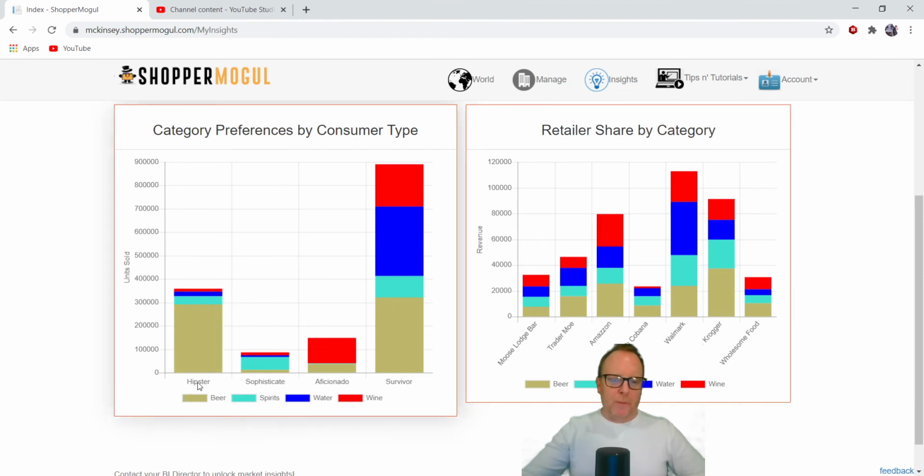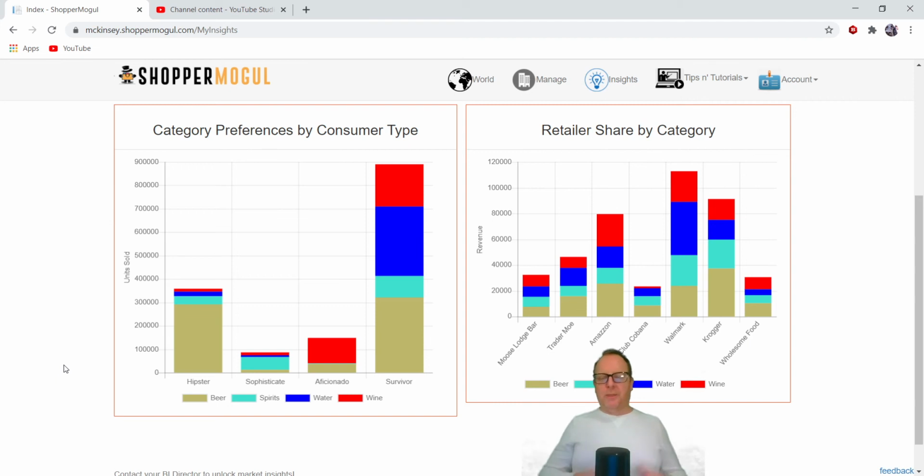we spoke earlier on about different consumer types, the hipsters, sophisticates, aficionados. The colours of these bars show you which products these people are currently actually drinking. As we can see, there's a very, very different profile of consumption for different types of people. Aficionados, wine is the largest part. For the hipsters, beer is the largest part.